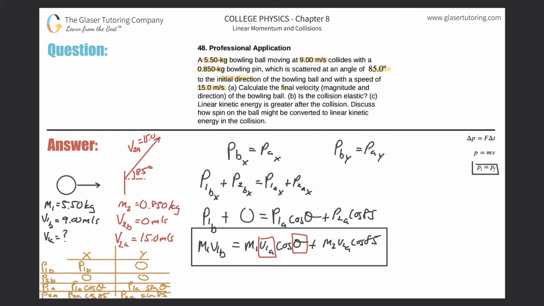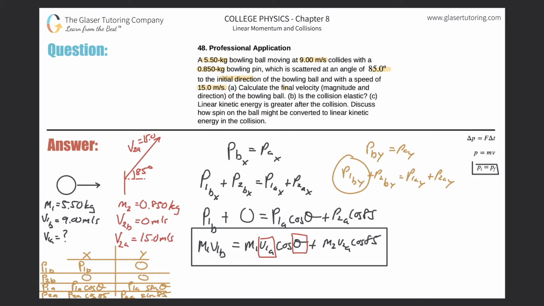Now, I could break this down just like I did. Let me actually put this in a different color, just so we don't get confused with all the colors over here. So let's do P, what do we got here? We got PBY is equal to PAY. All right, so this would be P1B in the y plus P2B in the y will equal P1A plus P2A. Okay, just go to our component table now and plug in the values.